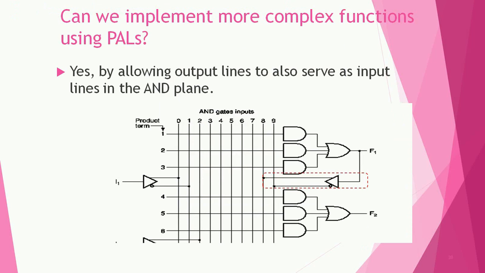Can we implement more complex functions using PAL? Yes, by allowing output lines to also serve as input lines in the AND plane. So let us observe this diagram. In this diagram, if you observe carefully, the output F1 is considered as an input line also. That is line number 8 and G in this diagram. So let us solve one example of this method.